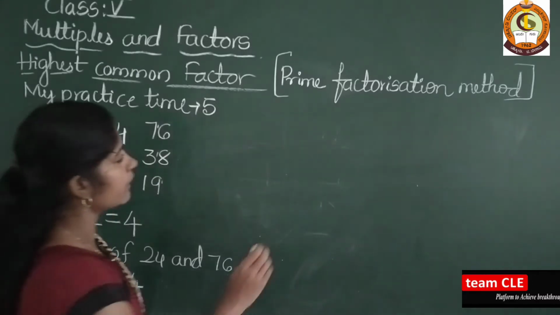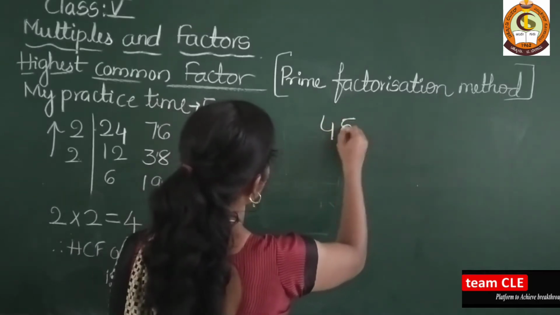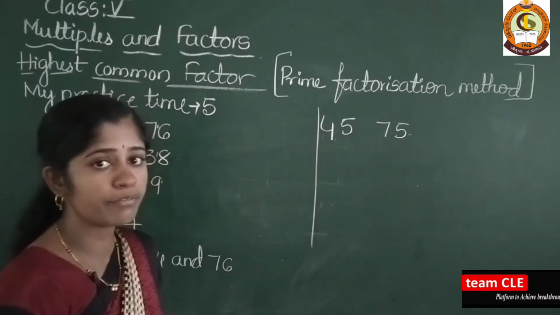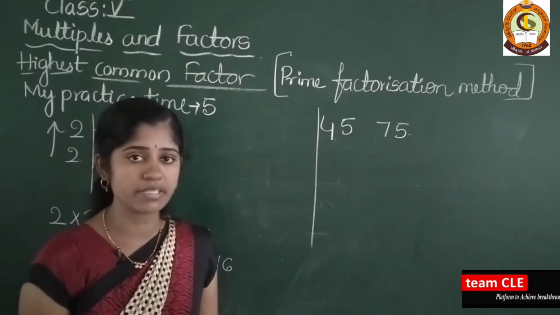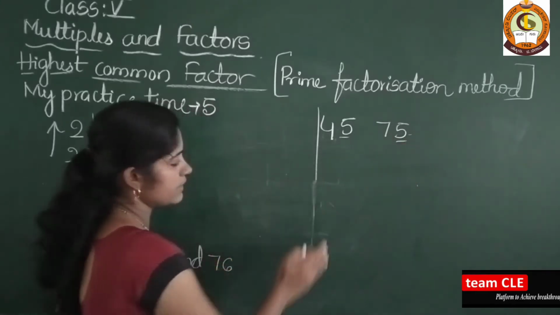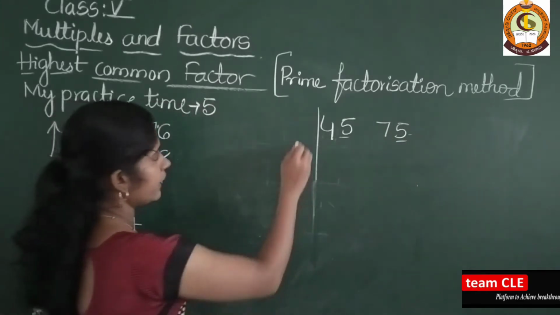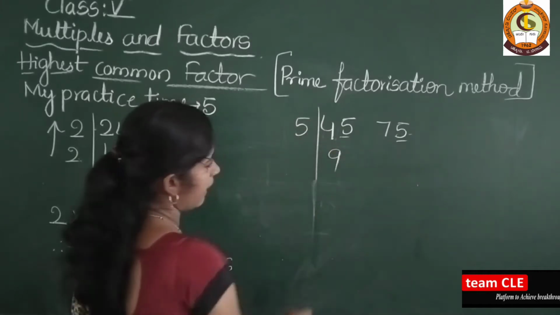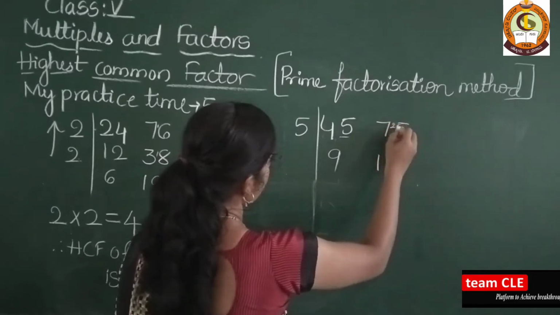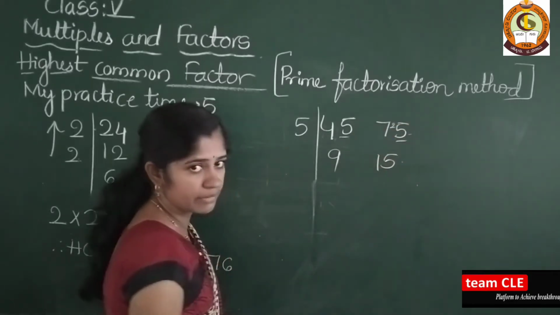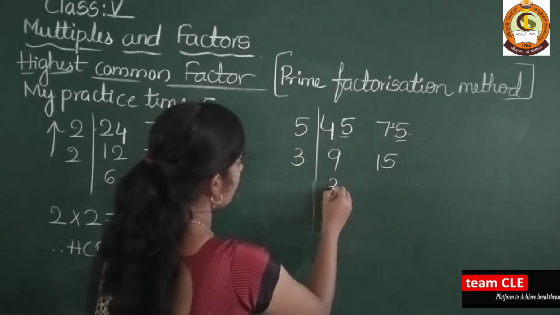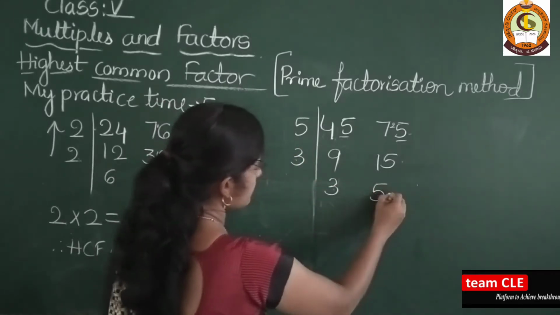Next I will take one more example, 45 and 75. Dear students, in the ones place 0 and 5 are there, means the numbers are divisible by 5. So take 5: 5 nines are 45, 5 fifteens are 75. So 9 and 15 are there. Again you take 3: 3 threes are 9, and 3 fives are 15.